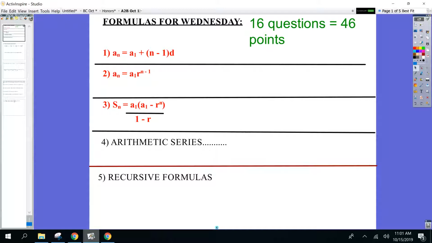Okay, for you guys to get out your Chromebook, the answer key, and work on whatever questions you haven't worked on. Before I start that, is there anything you want to ask about tomorrow? Again, the first three are up on the formula sheet. Arithmetic series, you got to create your own sigma. And then we will be going over a recursive formula in a couple minutes here.